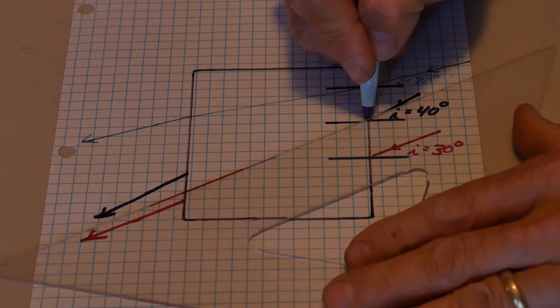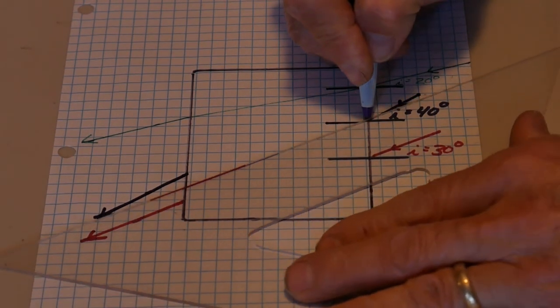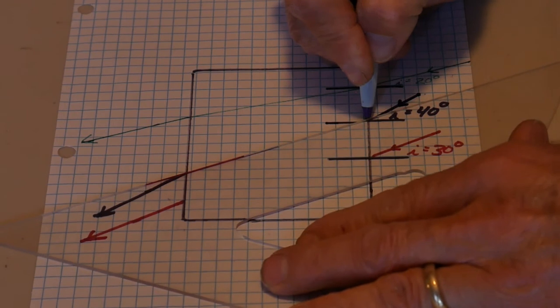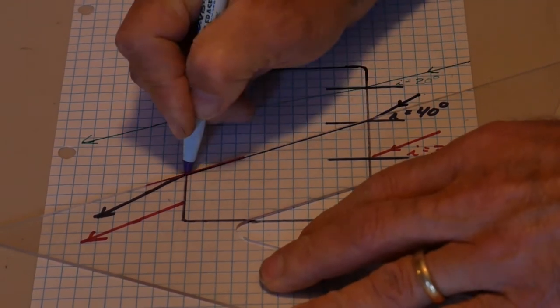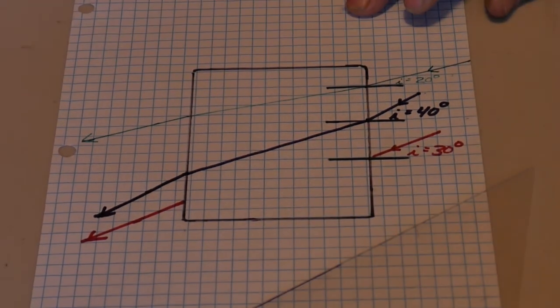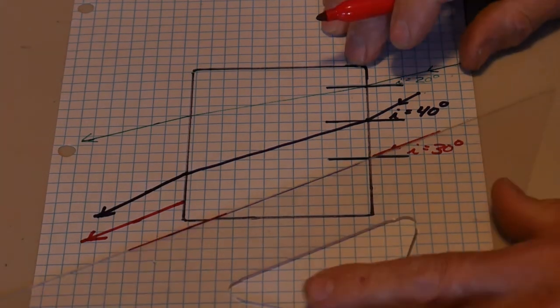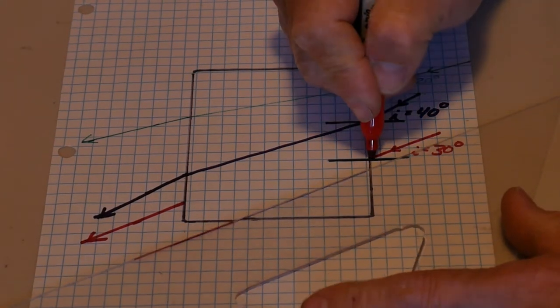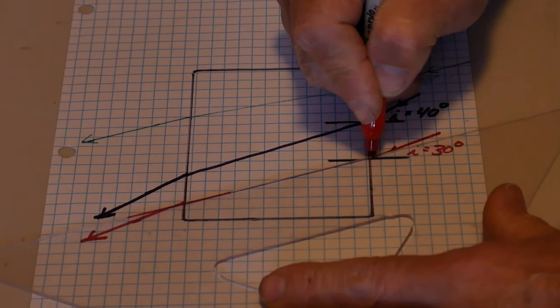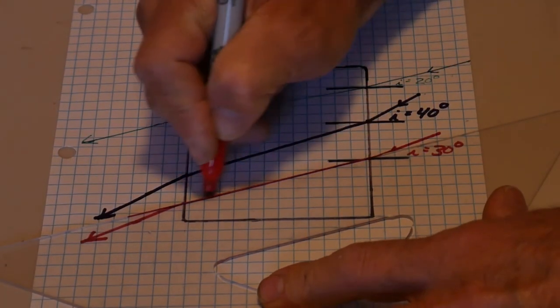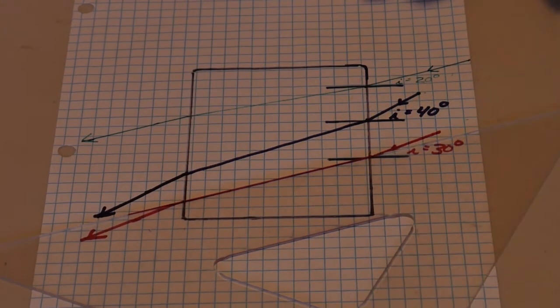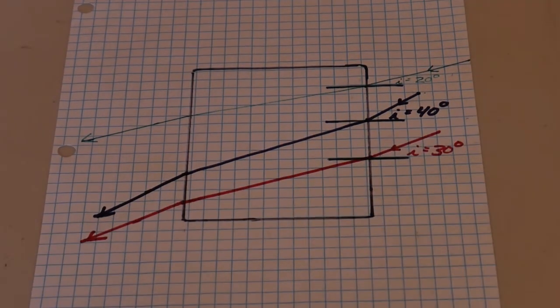The incident beam came in. It bent towards the normal. And then exited. And the red beam, which entered at 30 degrees to the normal, as it came in, again, they all bent towards the normal, right? So that means they slowed down when they bent towards the normal. And you can see how much each beam was bent as it went in there.